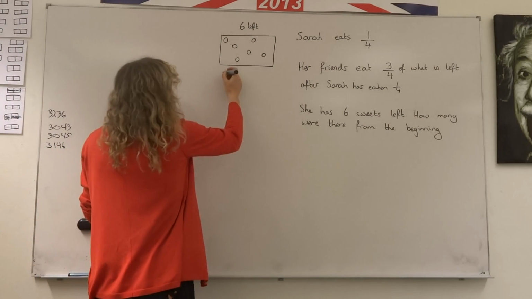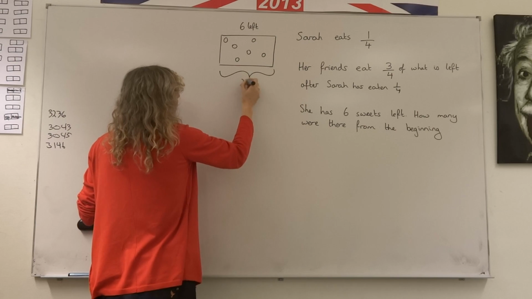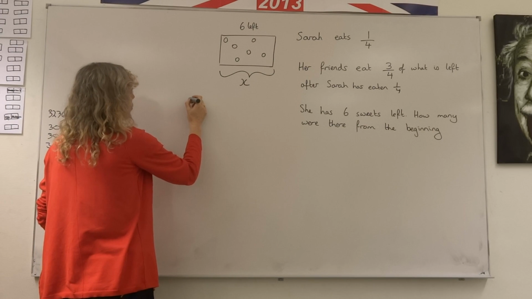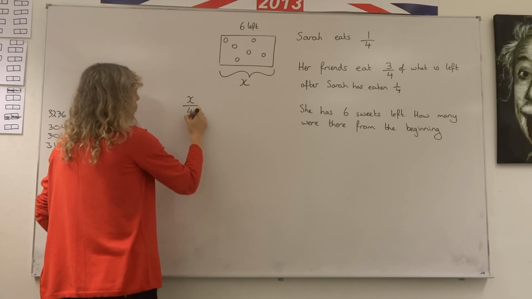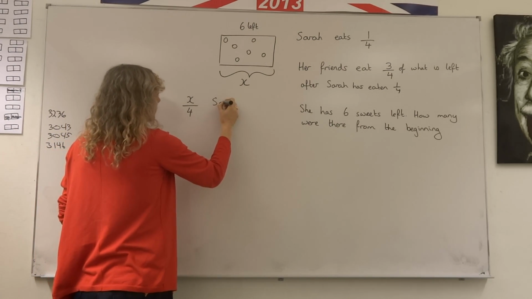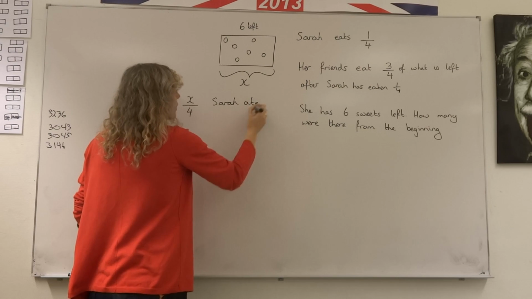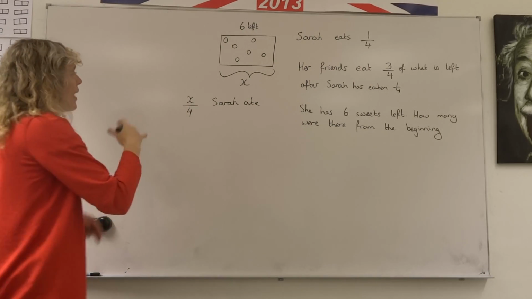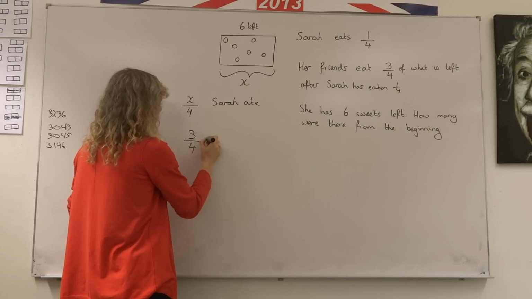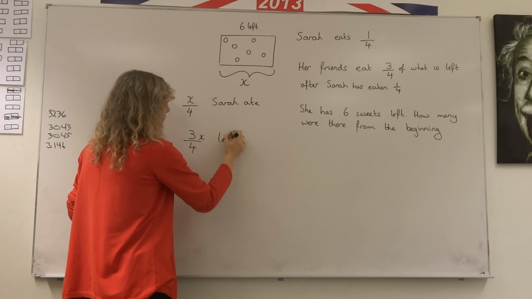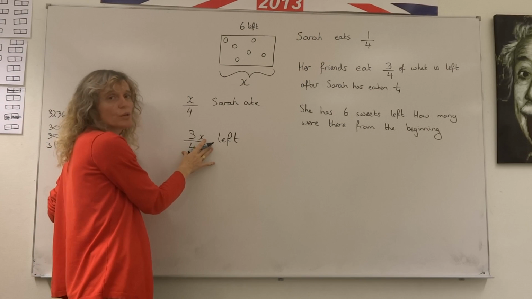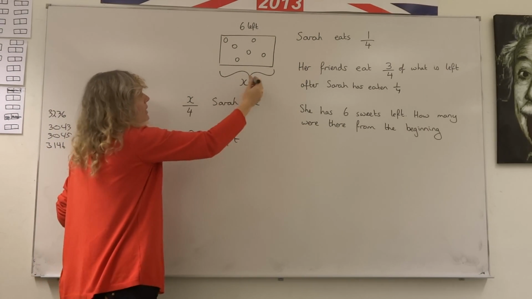Well, let's say that all of the chocolates in the box were X. So what do we know? Well, we know that Sarah ate 1/4. So X over 4, 1/4 of the chocolates Sarah ate. So if Sarah ate 1/4, that must mean that before her friends started, there were 3/4 of X left. So after Sarah's eaten, there's 3/4 of all the number of chocolates left, where X is all chocolates.